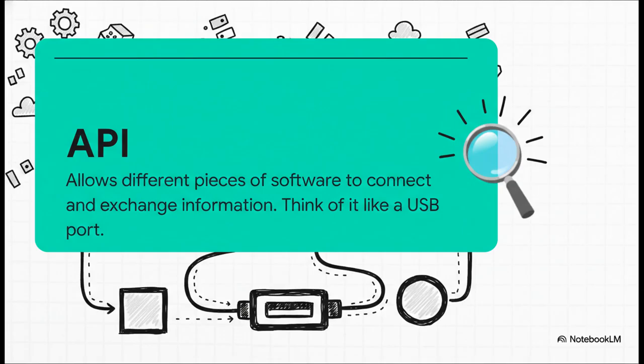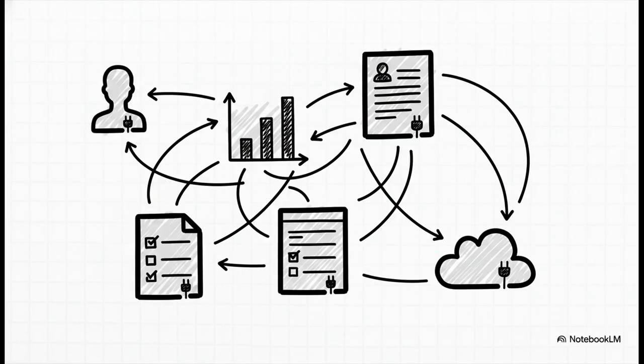You don't need to know how the port works on the inside. You just know that when you plug something in, it connects and transfers information. APIs do the exact same thing for applications. And here's what's so powerful about Salesforce. Every single piece of your data and metadata, every custom field, every object you create, automatically gets a unique API name. This means everything on the platform is inherently built to be connected from the second it's created.